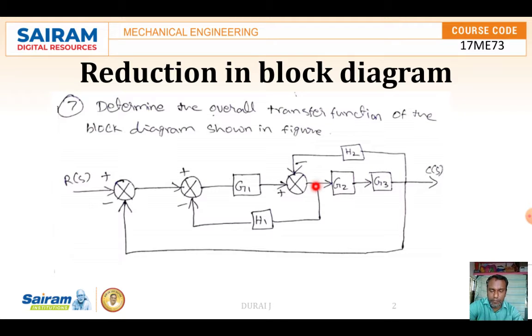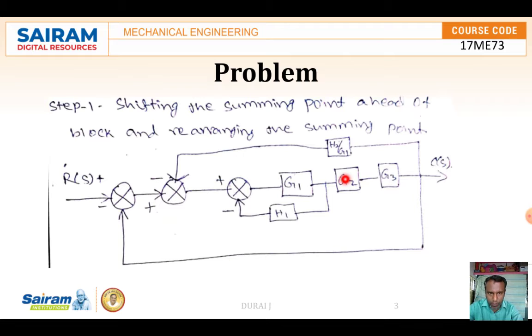Now what to do? We move this summing point over to here, and only then can we solve it. So, with the summing point moved over there, the feedback loop block comes as 1 by G1. The 1 by G1 is directly multiplied with the H2 block, because both are connected in series, so it will become H2 by G1.